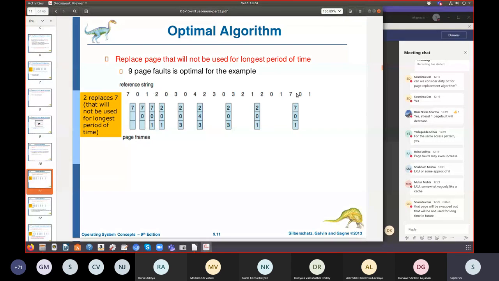Here, see this reference string. Again, the same reference string. The 2 will replace 7, but this time it's for a different reason. It is because 7 is the page which will not be used for a long time next. Standing here where 2 is written for the first time, 7, 0, 1: 0 and 1 will be used earlier, but 7 will be used much later. Therefore, 7 is the ideal candidate to replace.